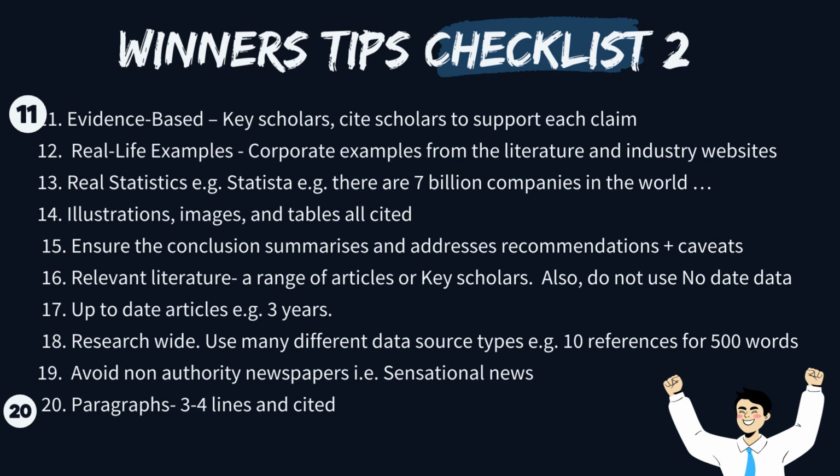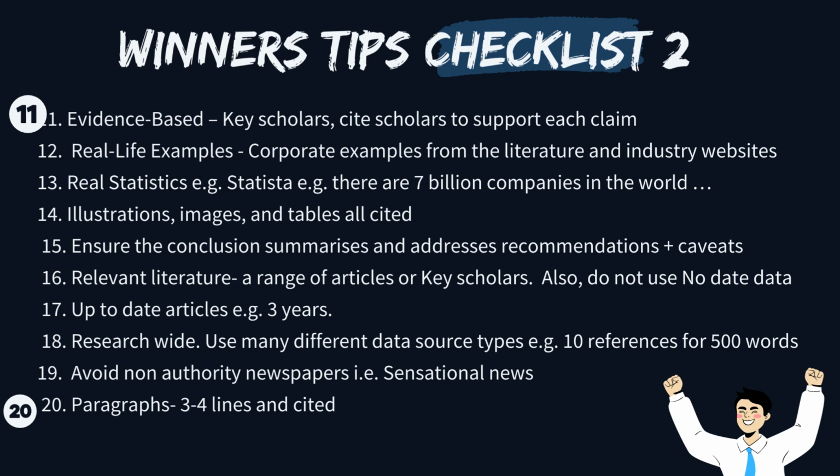Number 15, ensure the conclusion summarizes and addresses the recommendations with caveats. Caveats are just limitations. Make sure there are limitations discussed, at least one. Number 16, now make sure, just something to say: this list is not in any particular order. Just put it all together from the different things we've seen in how people write essays. So, number 16, relevant literature. There are key articles and key scholars in your field. Make sure they are used in your essay.